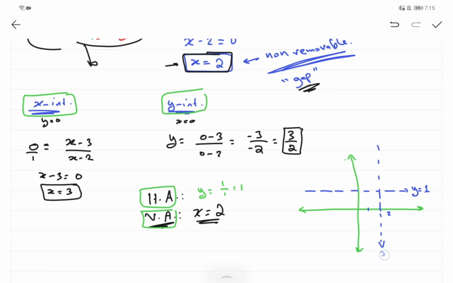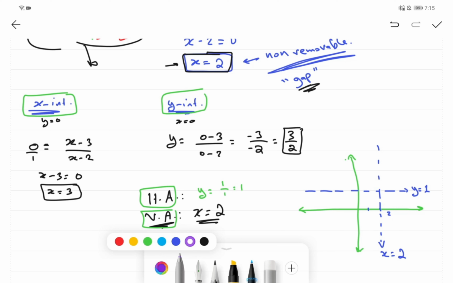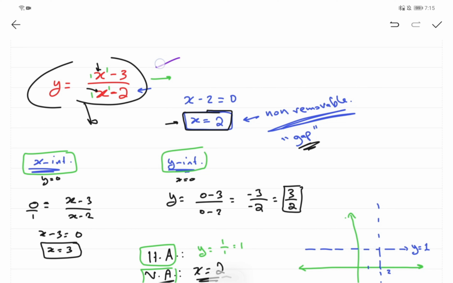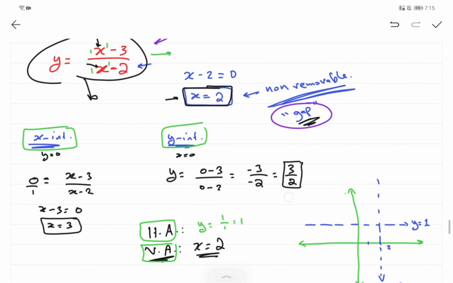So this is x equals positive 2. Okay, so it's like we're graphing a new x and y axis. Now plot the x-intercept and y-intercept. But before that, you need to know something. Look, now the graph of the rational function with a gap will be one of these two cases.